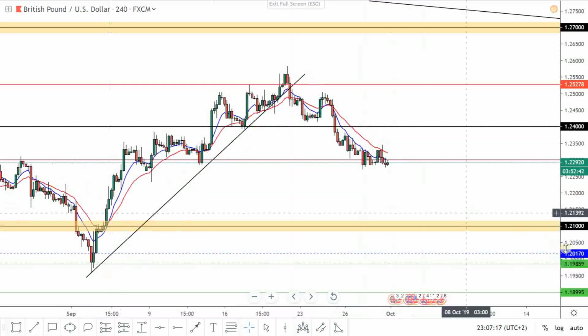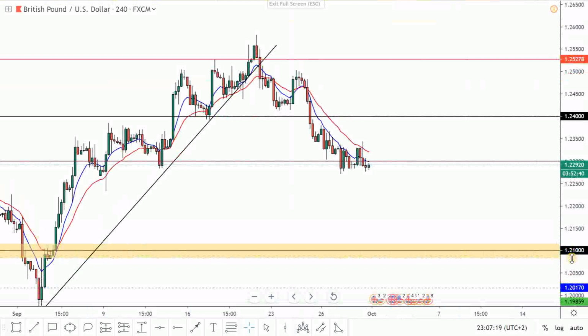I also believe that we can reach over here, which is 1.196027, but I would prefer to take it only to 1.21, and from there we can see if we had any nice price action to the downside, then we can consider entering a second sell trade. So this is GBP USD for this week.